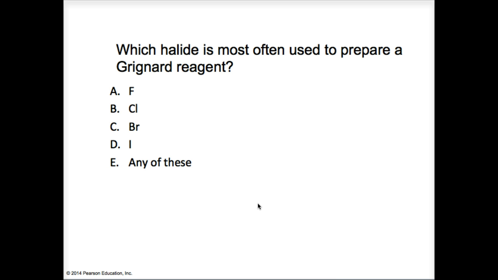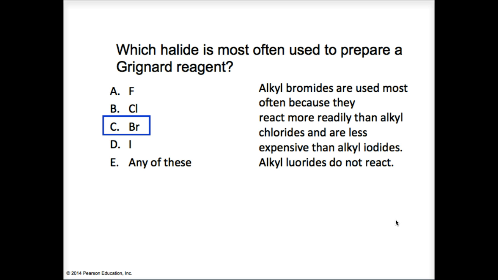Okay, let's go to the second problem. Which halide is most often used to prepare a Grignard reagent? Let's pause and again select what you believe is the best answer. Okay, we're back. Now the answer should be C, bromine. Alkyl bromides are most often used because they react more readily than alkyl chlorides and are less expensive than alkyl iodides. Alkyl fluorides do not react.